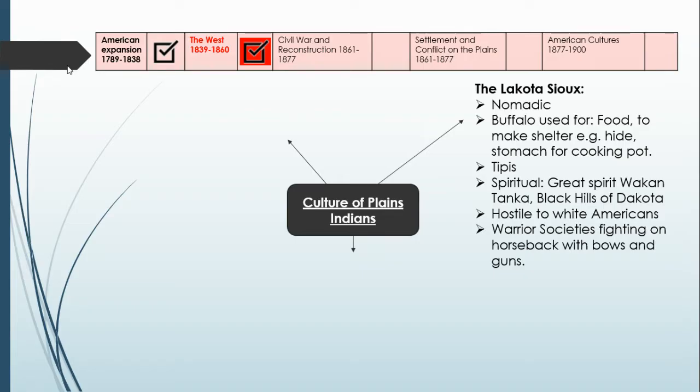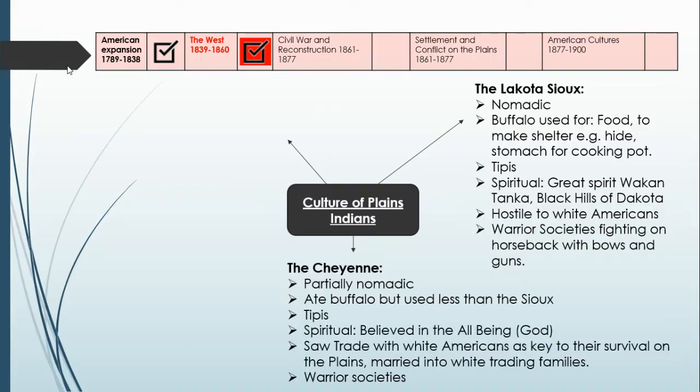They believe in the great spirit of Wakantanka, and they also believe that the Black Hills of Dakota are a very spiritual place. This is where they believe the spirits of their ancestors are, so it is a very, very important place to them. They're hostile to white Americans, so they don't like them. Obviously, there is a history for this with the Indian Removal Act, so this is why they don't like them. And it also indicates why they set up warrior societies. These warrior societies trained their men to fight on horseback with bows and with guns.